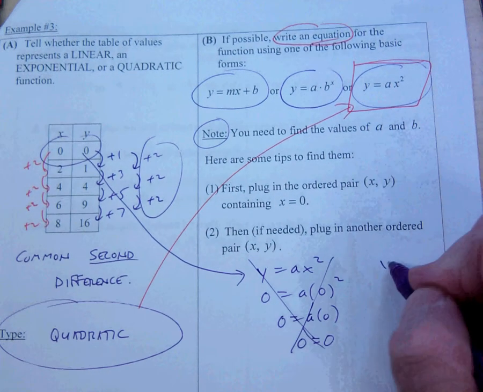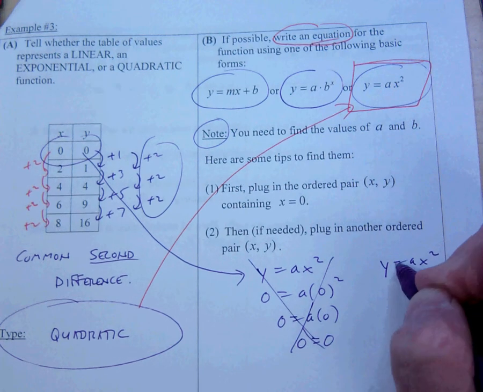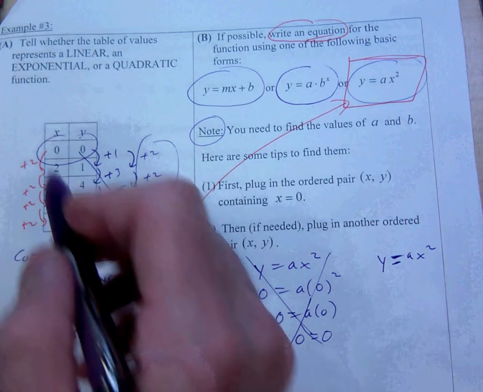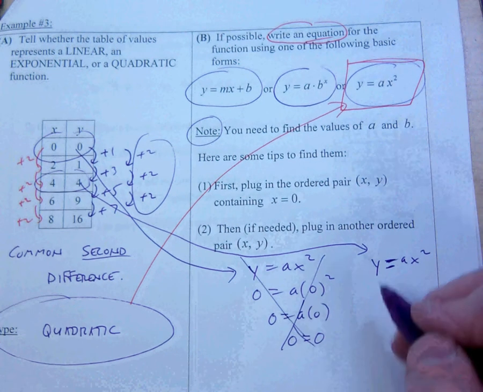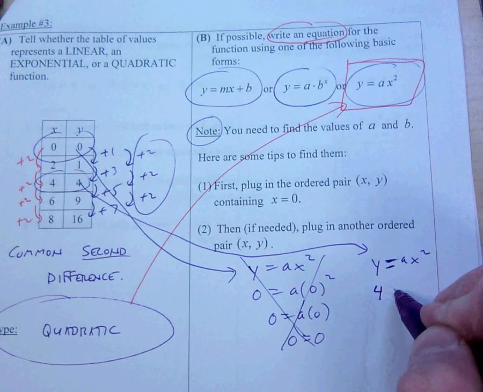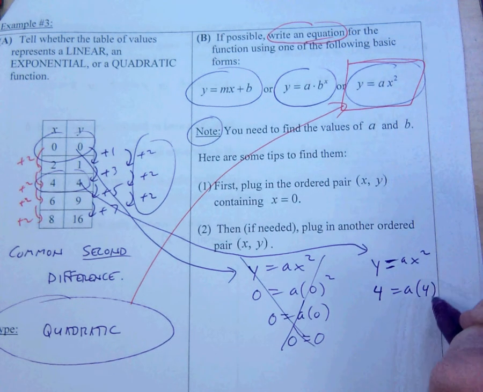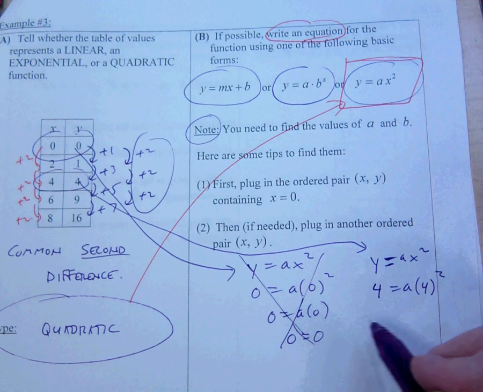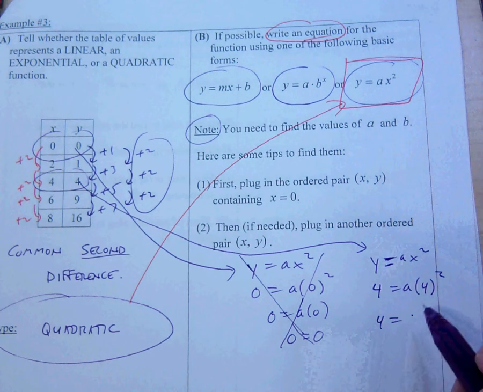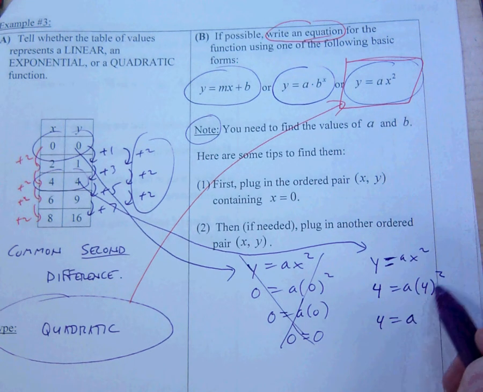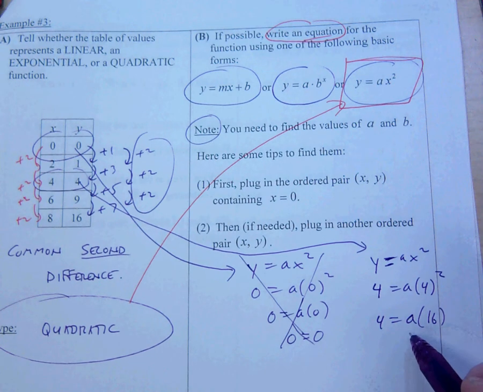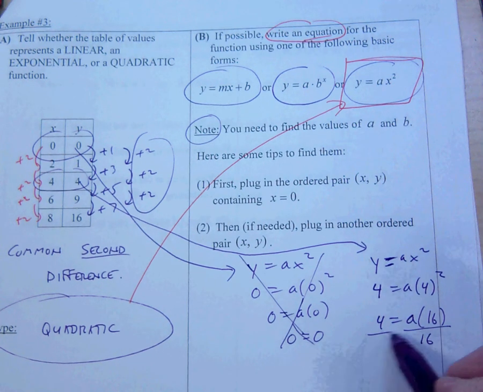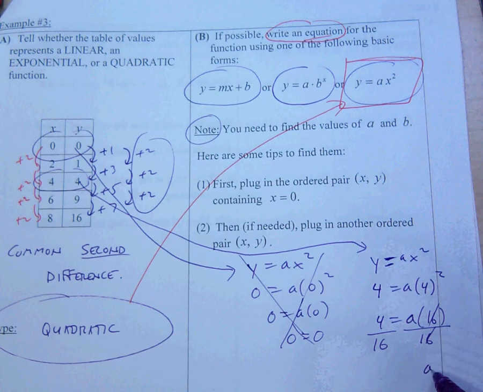Which other ordered pair do you want to pick? 4, 4? Fine. Put in 4, 4. Watch what's going to happen when I put in a 4 for y and a 4 for x. What's 4 squared, guys? 16. And then to solve for a, wouldn't I divide both sides by 16? And that would give me a equals what? 1/4.